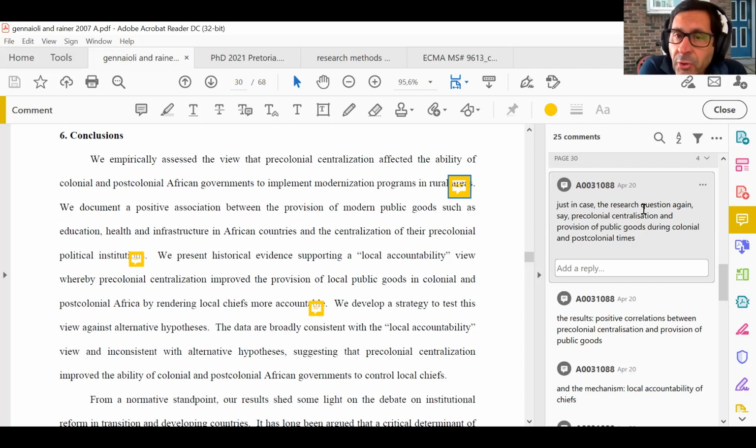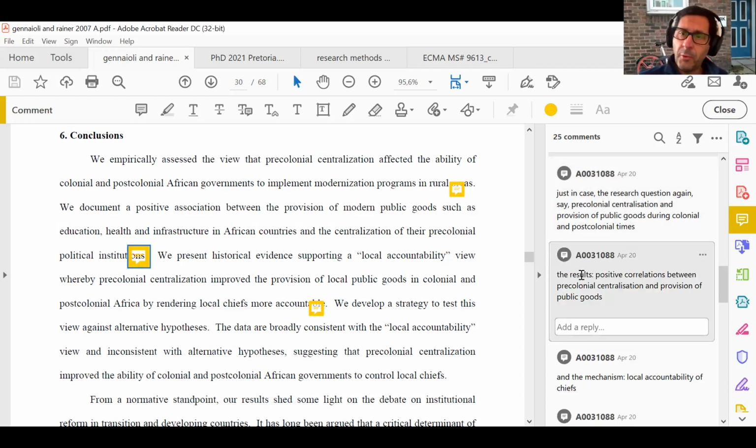Just in case, a research question again: the role of pre-colonial centralization in some areas, and provision of public goods during colonial and post-colonial times. Recall that they used data starting in 1960, and in 1960, some countries were still colonies, right? So for instance, Portuguese colonies became independent only in the 1970s, just to give you an example. Everything that you say in science, try to give examples, right? Which are usually facts.